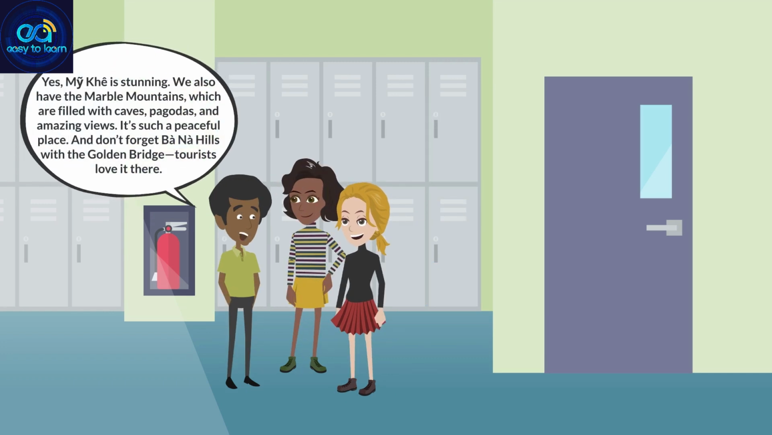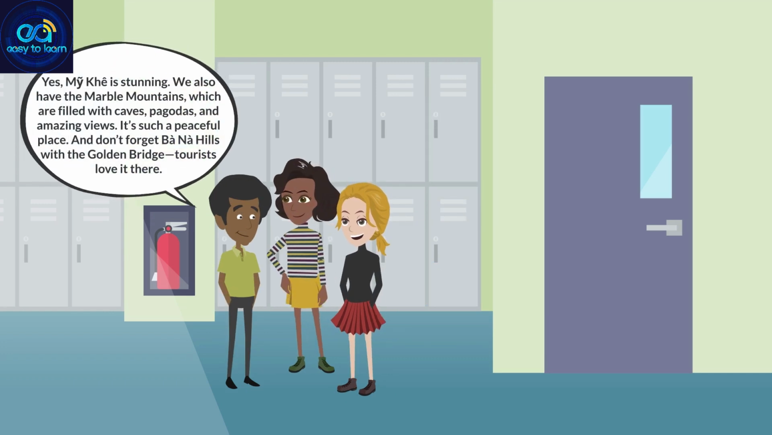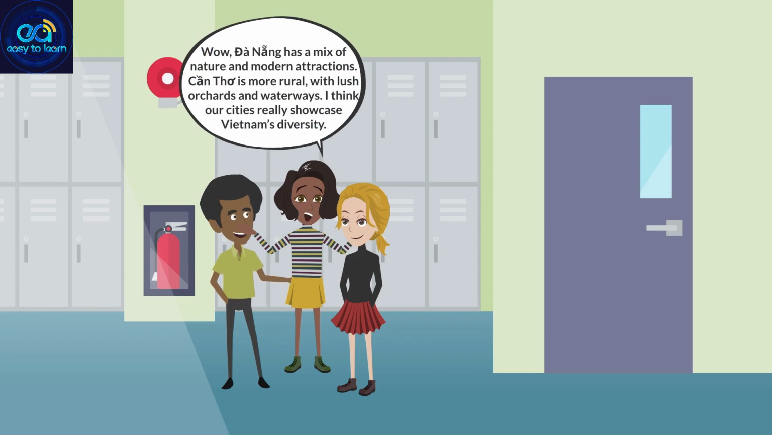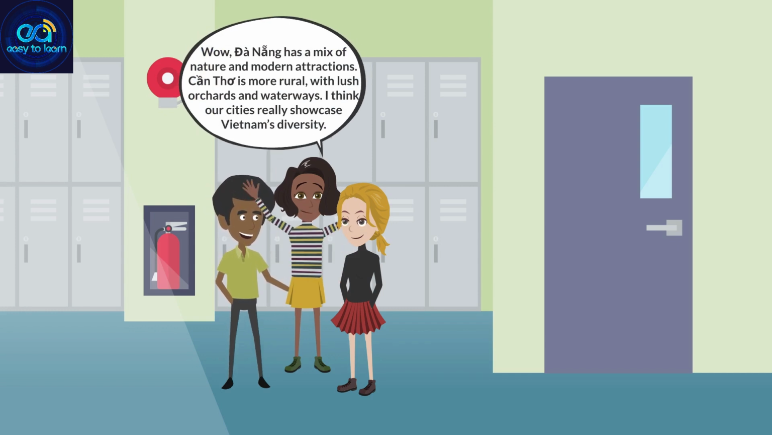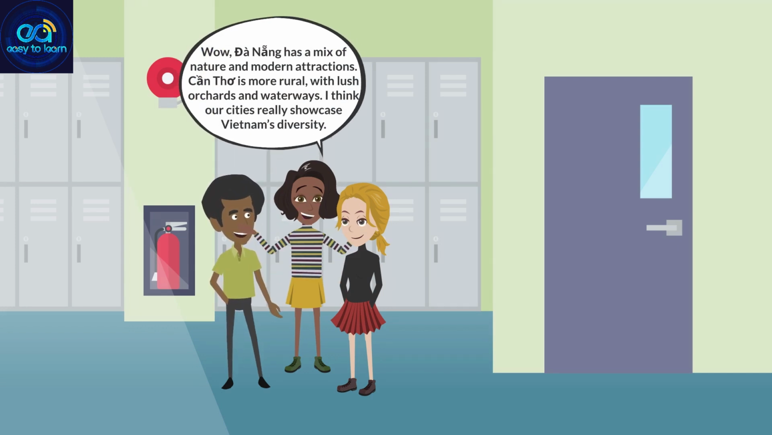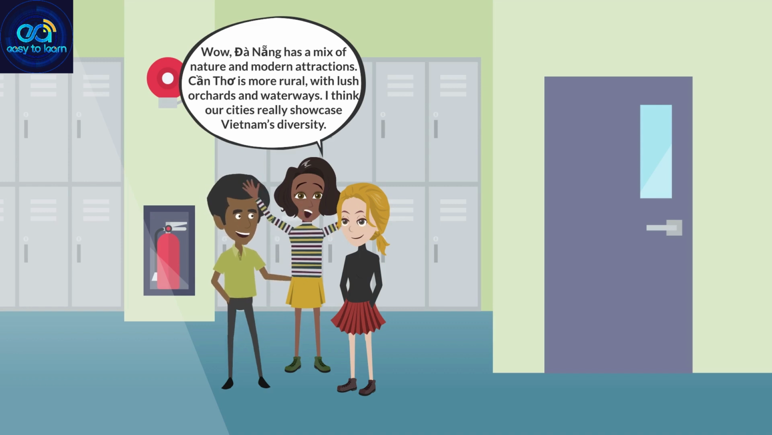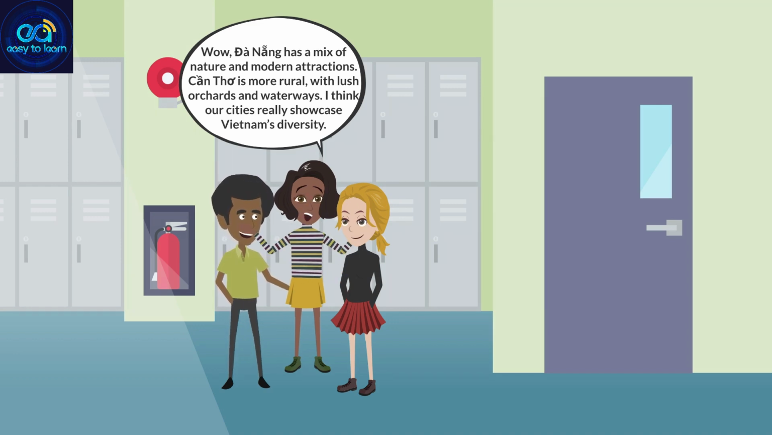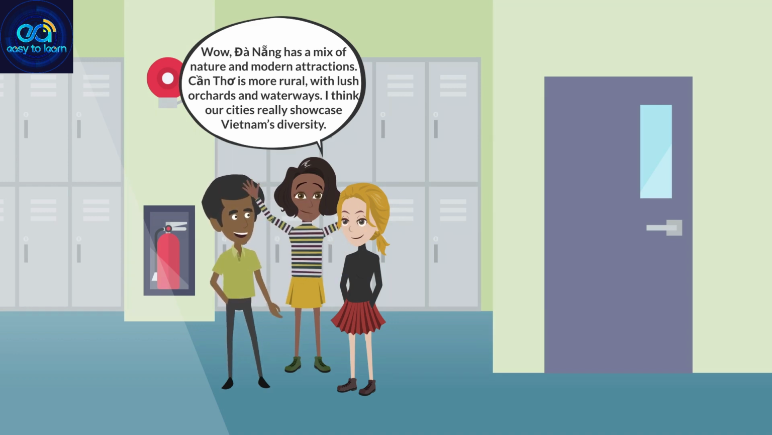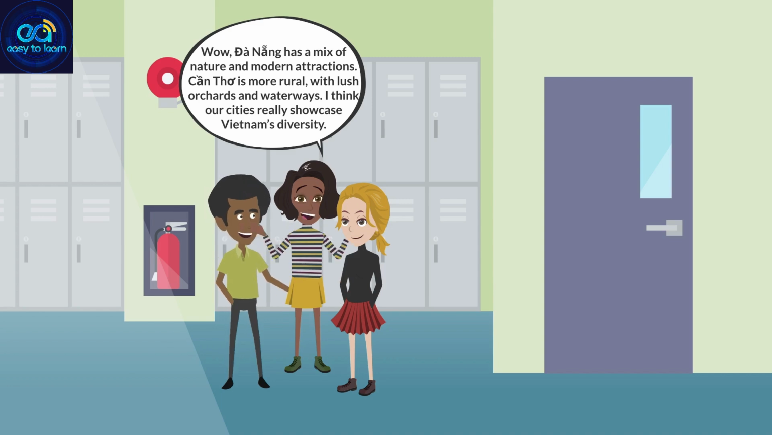Oh yes, My Khê is stunning. We also have the Marble Mountains, which are filled with caves, pagodas, and amazing views. It is such a peaceful place. And don't forget Ba Na Hills with the Golden Bridge. Tourists love it there. Whoa, Da Nang has a mix of nature and modern attractions. Cần Thơ is more rural with lush orchards and waterways. I think our cities really showcase Vietnam's diversity.